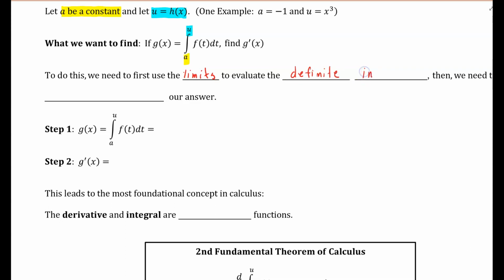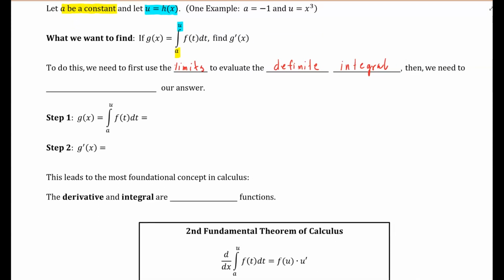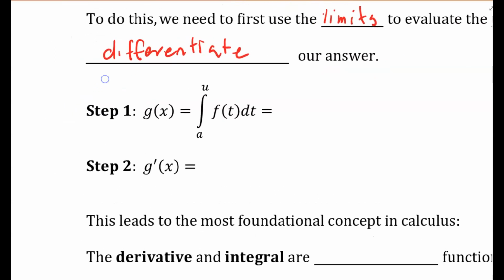And we are just going to use our idea from the first fundamental theorem of calculus. And then we're going to differentiate our answer. So we'll just break it up into pieces that we know how. So step one, let's use our first fundamental theorem of calculus in order to evaluate what g of x is.